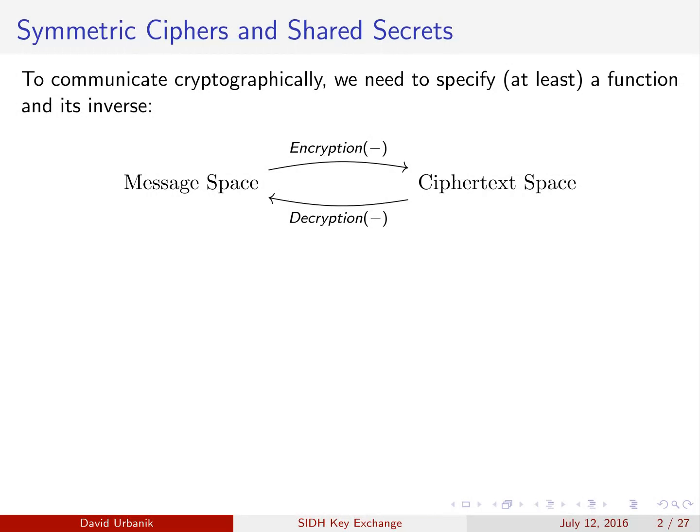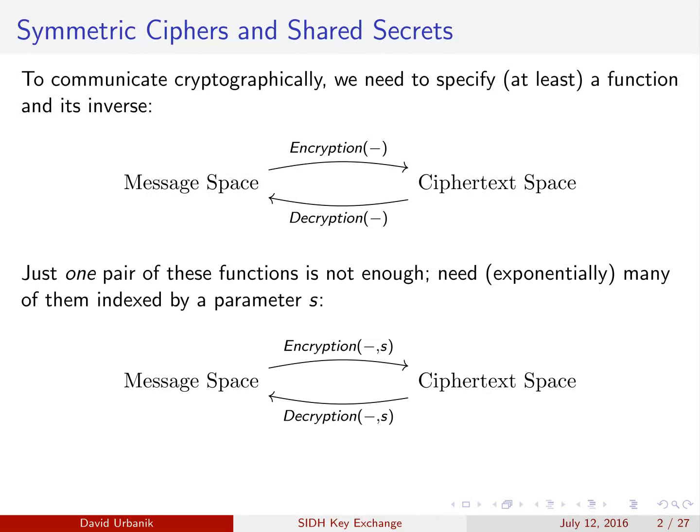Now, if you define a cryptographic protocol with only one encryption function and one decryption function, that's certainly not very good, because if someone intercepts your message, then they can just try the only available decryption function and decrypt the message. And so what you actually need is a whole collection of these encryption and decryption functions, preferably indexed by some parameter, which we'll call s.